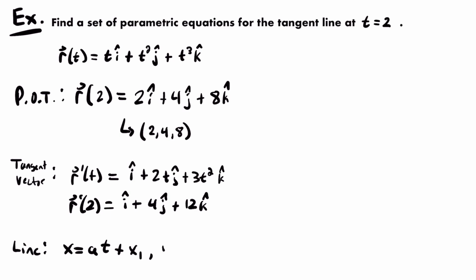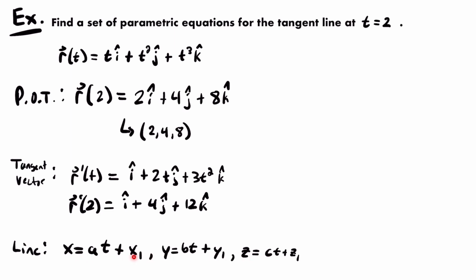Then the y equation is y equals b times t, where b is the y component of the direction vector. And then you add y1, which is the y coordinate from the point. And then for z, you have z equals c times t plus z1, where c is the z component of the direction vector and z1 is the z coordinate from the point.